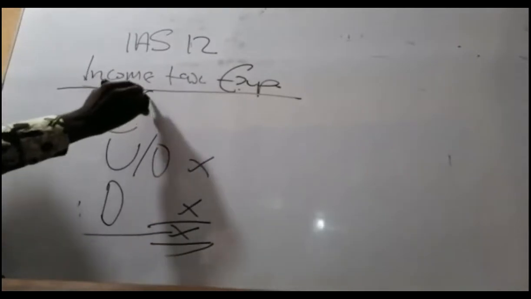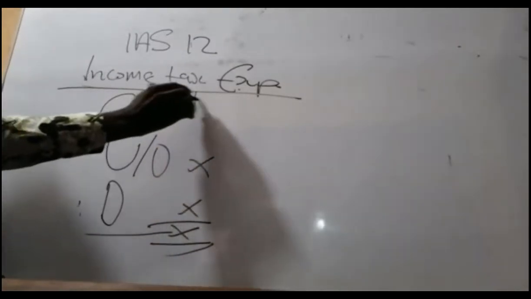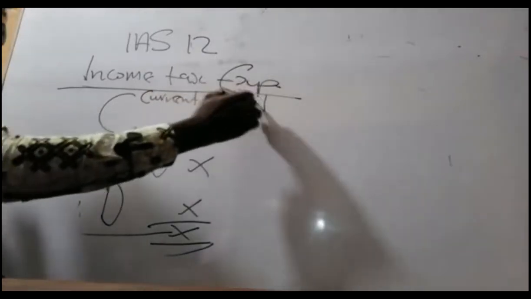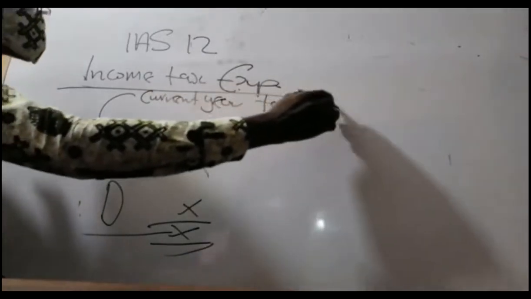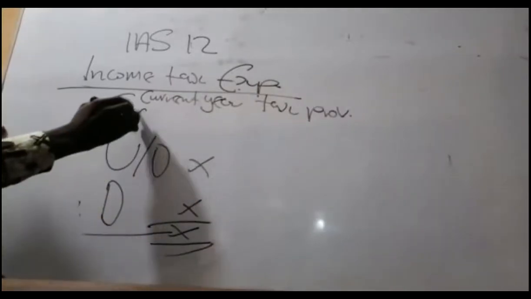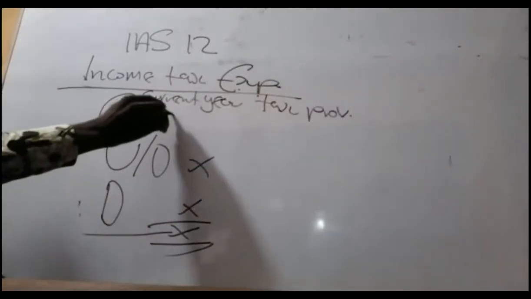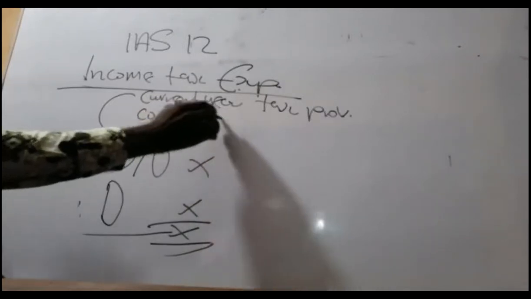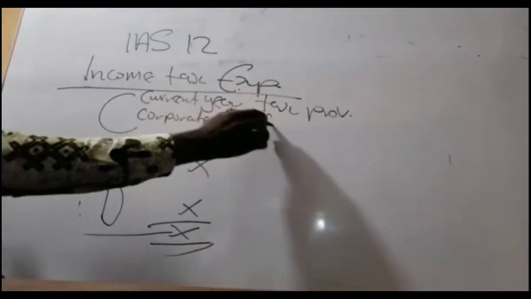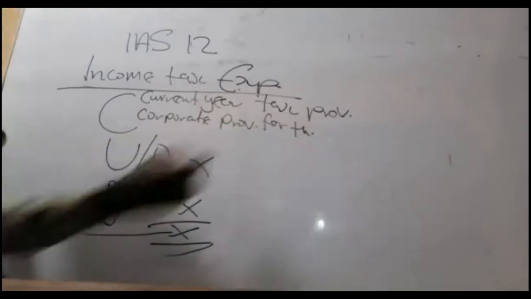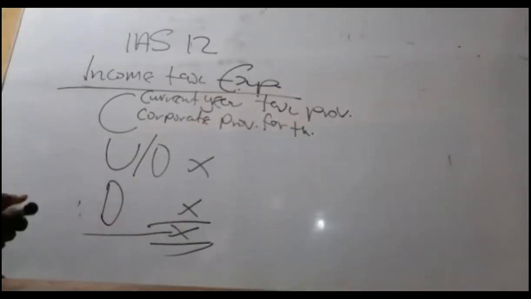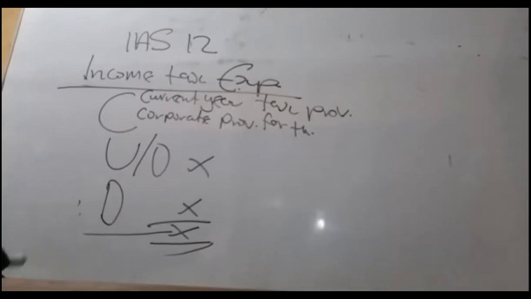First, let's look at the C. C is the current year tax provision. We also call it corporate tax provision for the year. Now, provision can also mean estimate. So we can also say a corporate tax estimate for the year.